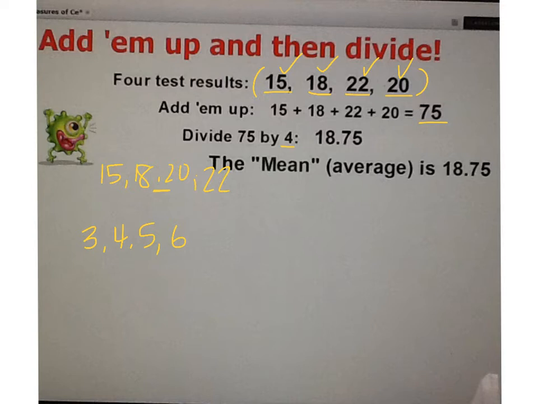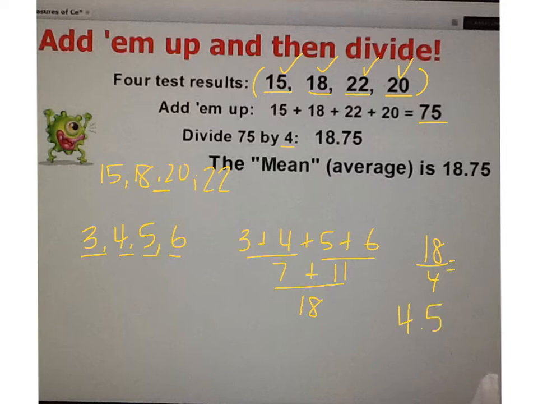Okay, so let's take a look. 3 plus 4 plus 5 plus 6 is a total of 7 plus 11. And 7 plus 11 is 18. And how many pieces of data do we have? We have 4. So 18 divided by 4 gives us 4.5. And so the middle data of that is 4.5. That would be our mean. So the mean of this data set is equal to 4.5. And I hope my answer matches yours.